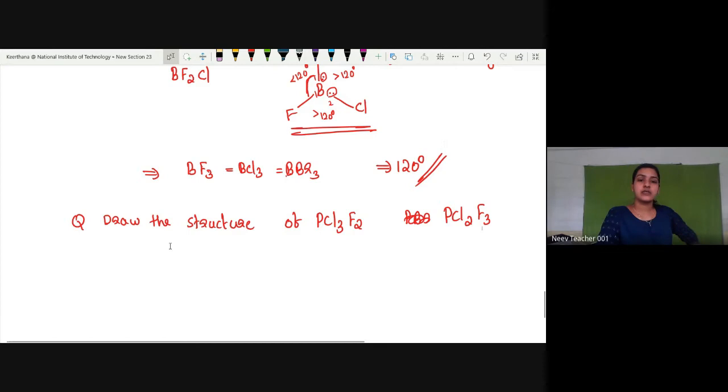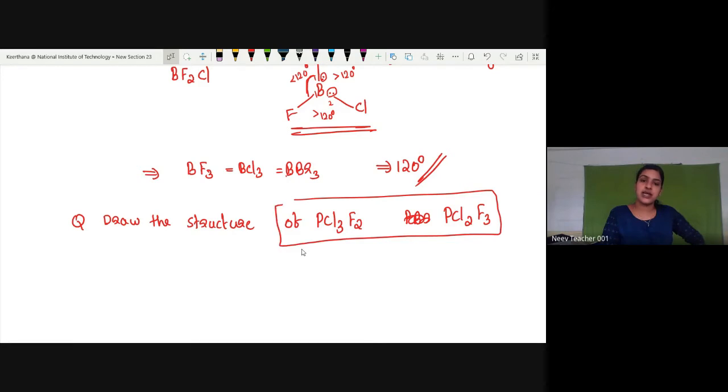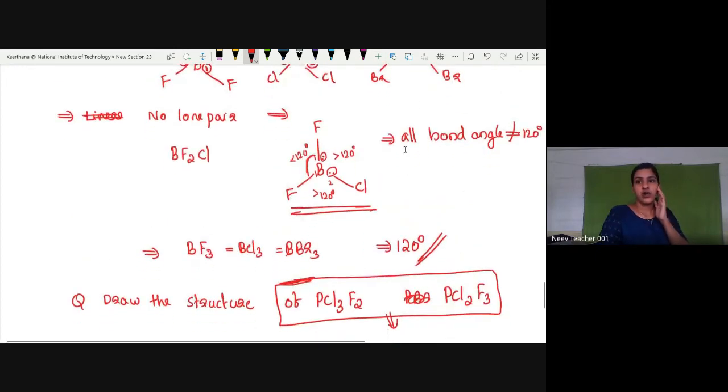Okay, and draw these structures. Try this. This is a concept-wise question. Try PCl3F2 and PCl2F3. This is actually a JEE level question. So try this. This is your homework.